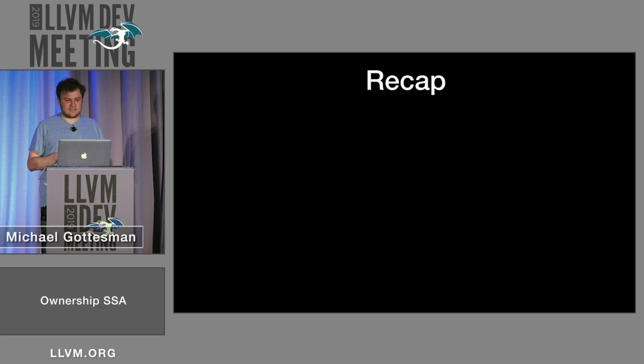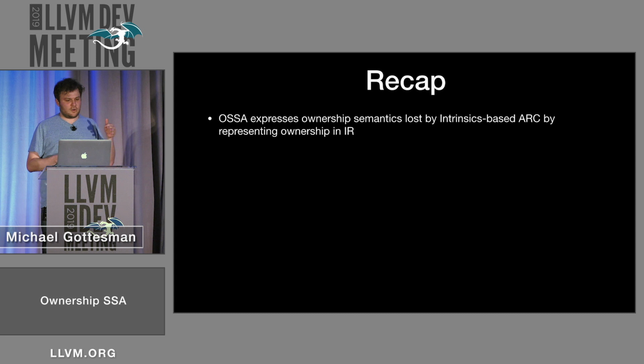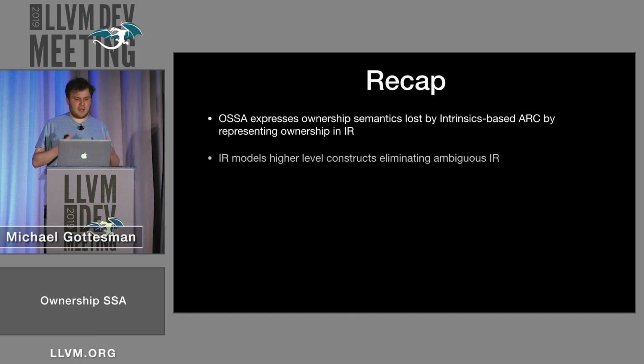All right, let's do a quick recap. One, OSSA expresses ownership semantics lost by intrinsics-based ARC by representing and capturing ownership in the IR. By embedding into an IR a static ownership model that captures the actual programmer's intent instead of these low-level implementation details, more high-level constructs are exposed, allowing for the IR to be unambiguously semantically interpreted, and also prevents abstraction leaks.